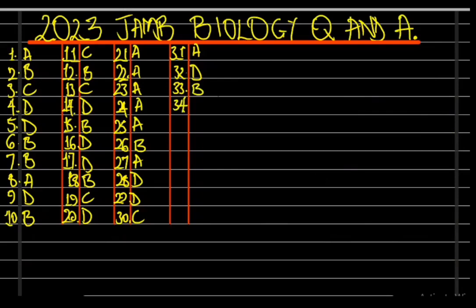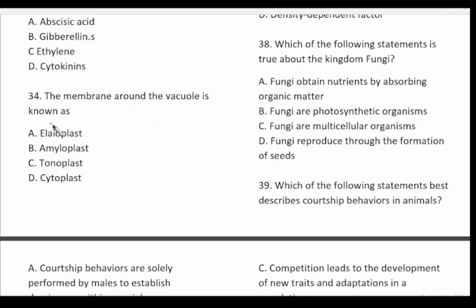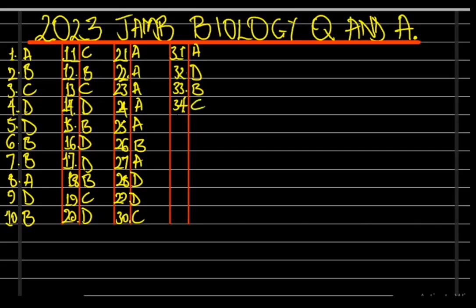So question 34. The membrane around the vacuole is known as the elaioplast, the amyloplast, the tonoplast, and then the cytoplast. The answer is the tonoplast. Option C is the answer to question 34. So we move to question 35.